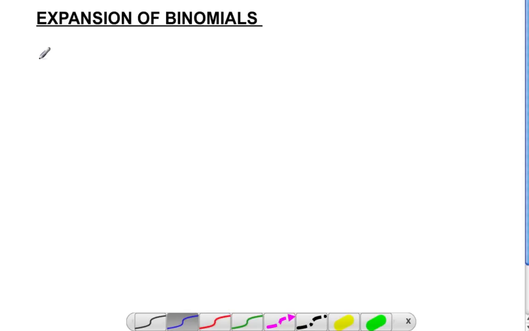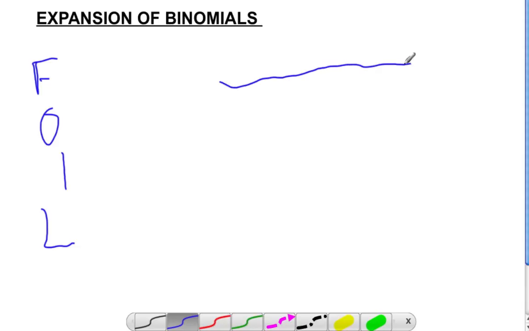So we've got a couple of methods for expanding binomials. We've got FOIL: first, outside, inside, last. Or we could do a box method as well. Do you do that one or not? I have done it in the past, but I haven't done it for a while.